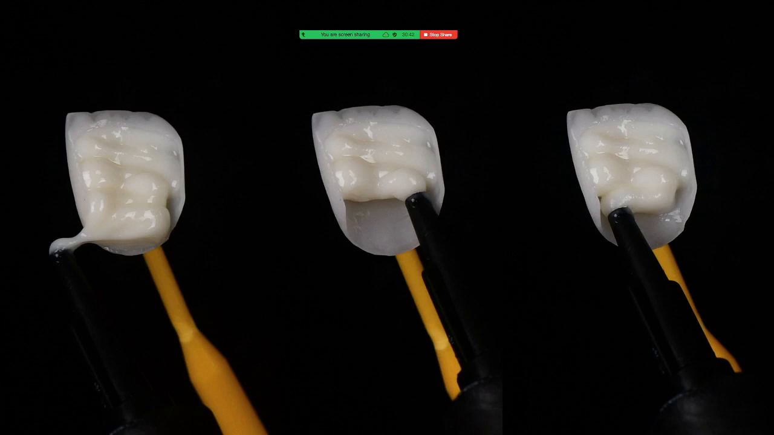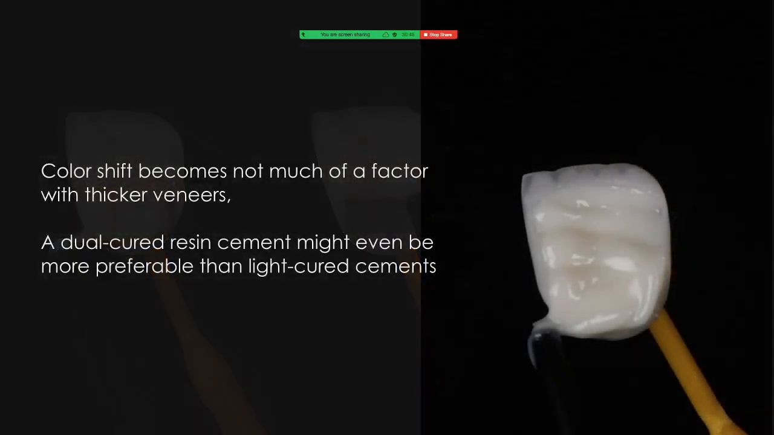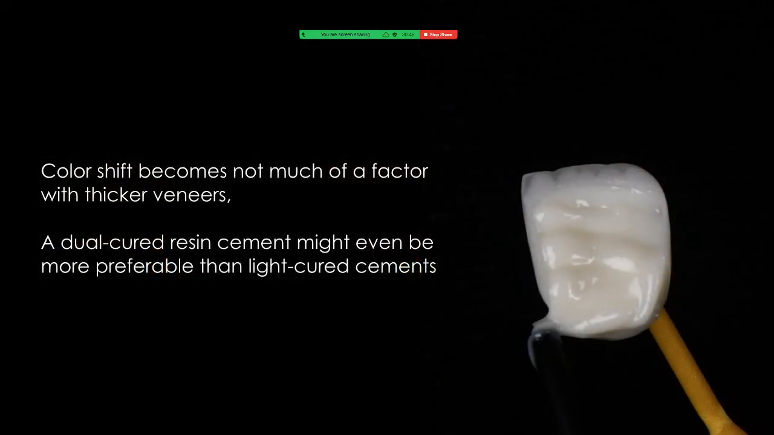The choice of resin cement will depend mainly on the degree of retention required. So color shift becomes not much of a factor with thicker veneers. Dual cured resin cements might even be more preferable than light cured if we have thicker veneers than traditional ones.